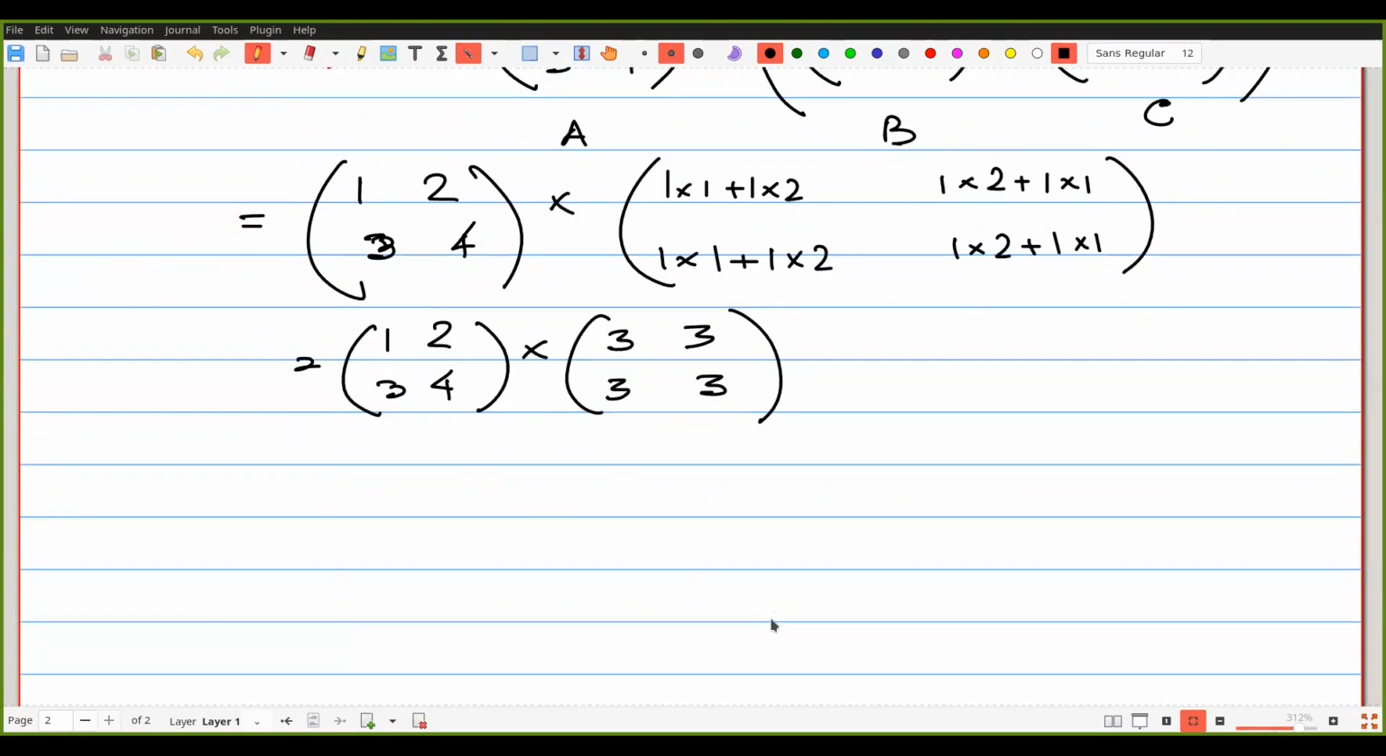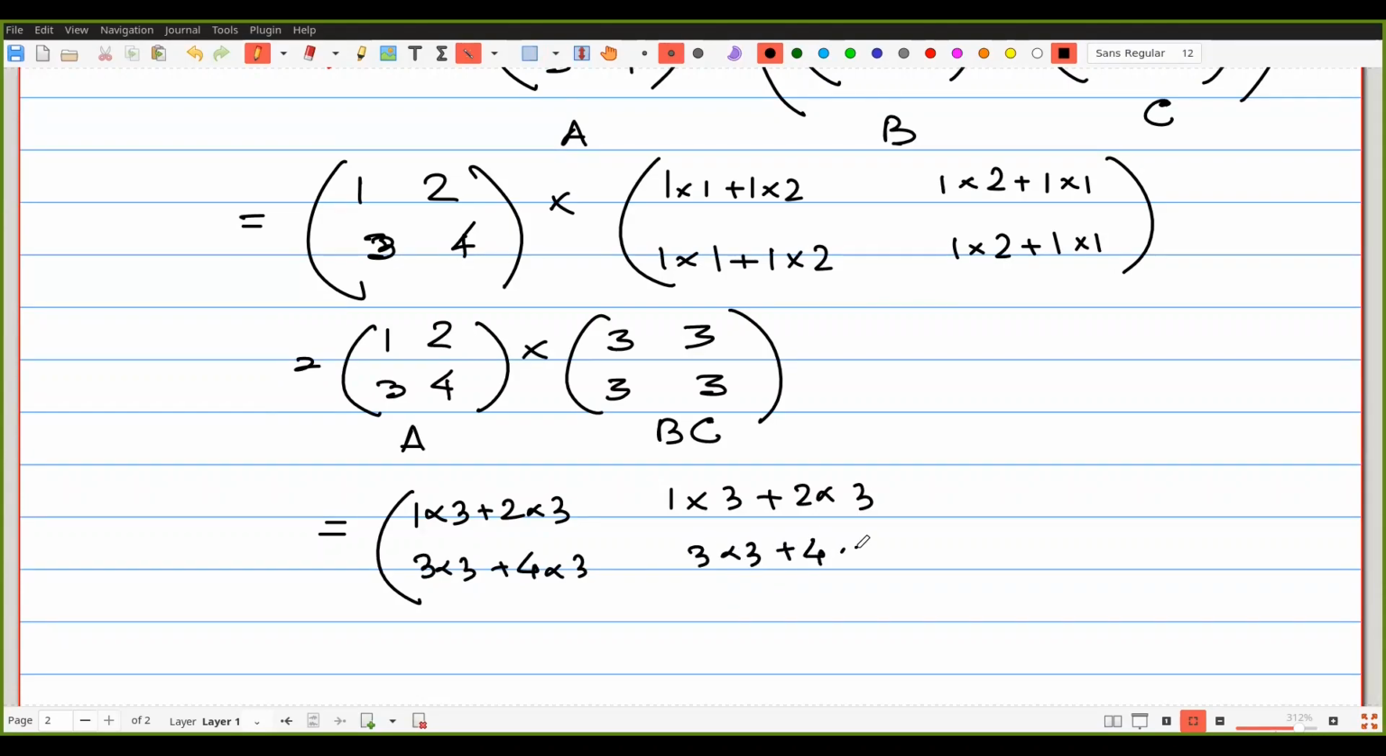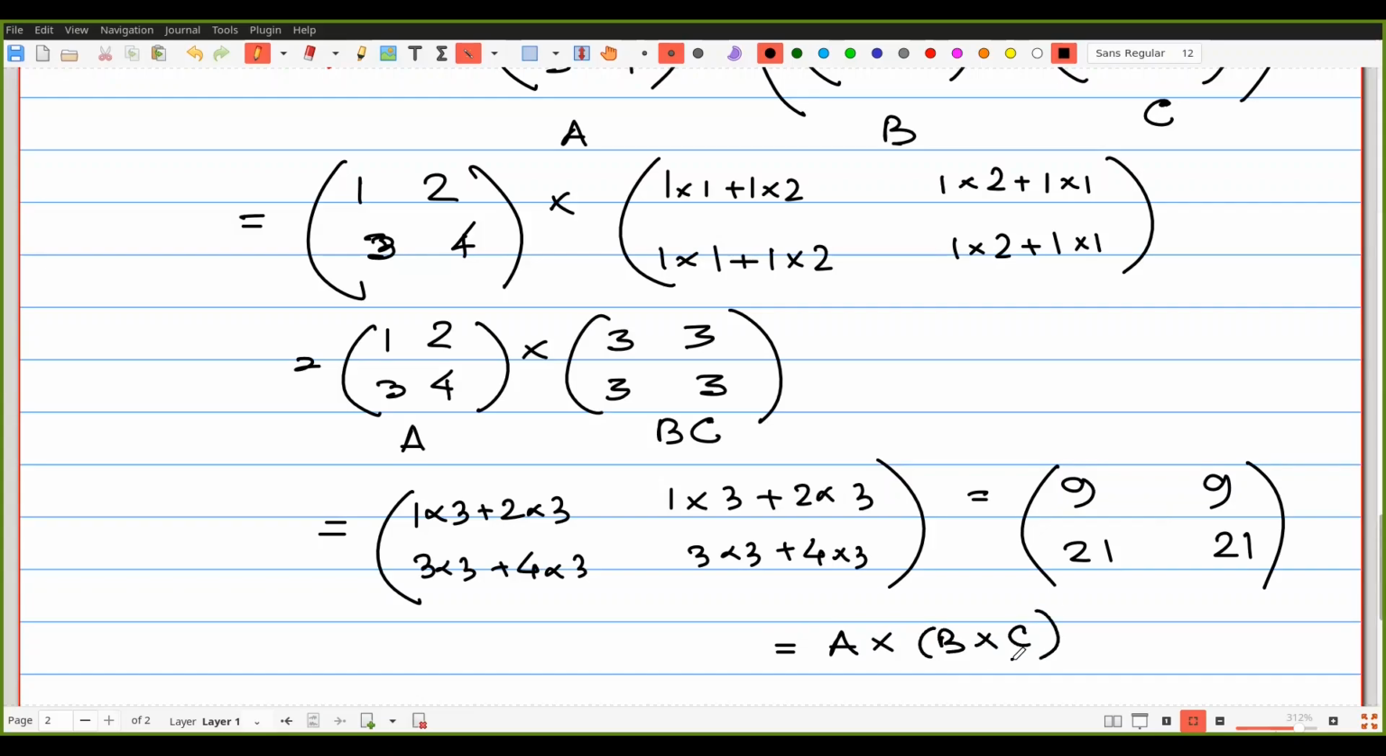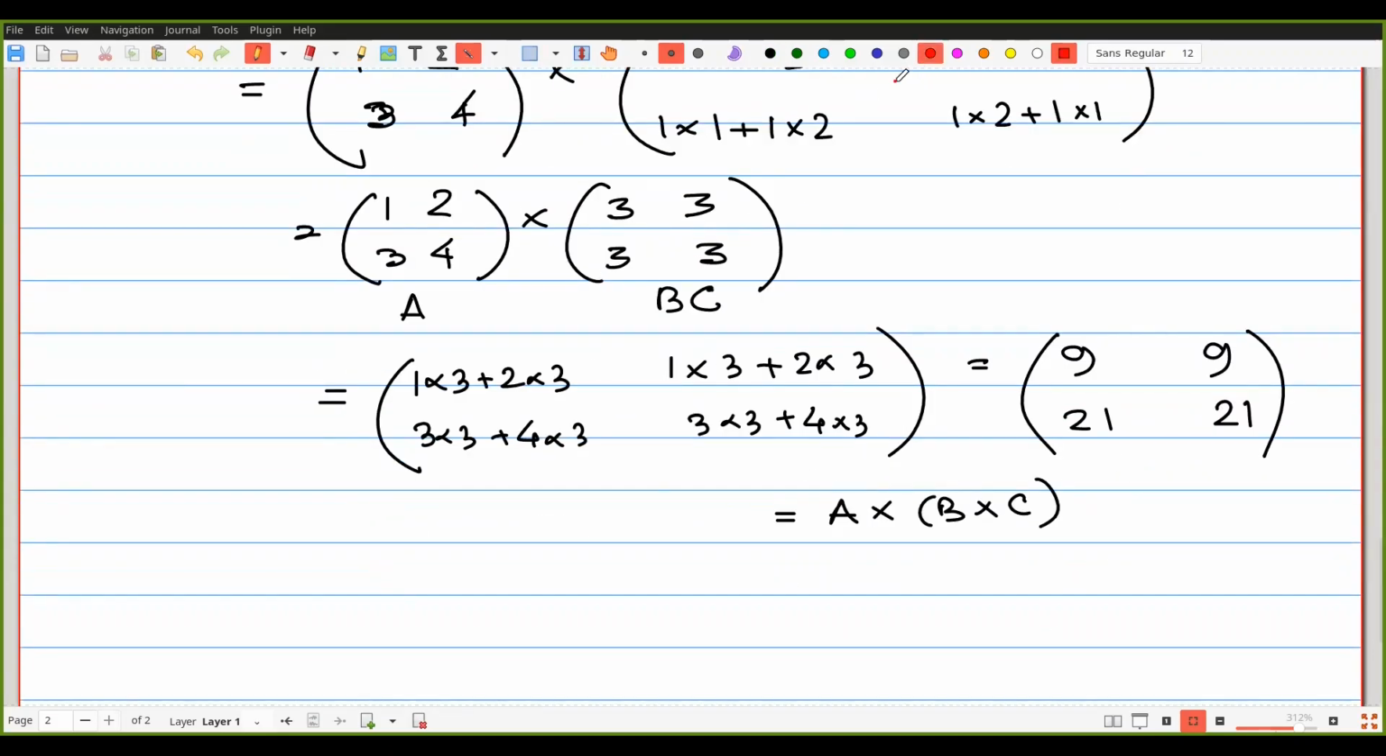Then the multiplication: that one is A, that one is BC. So 1 cross 3 plus 2 cross 3, 1 cross 3 plus 2 cross 3, 3 cross 3 plus 4 cross 3, and 3 cross 3 plus 4 cross 3. We get the result 9, 9, 21, and 21. So that is also equal to A cross B cross C. So the associativity law holds for the matrix product. That means A cross B first, then C, is also equal to A cross, first, B cross C. So associativity holds.